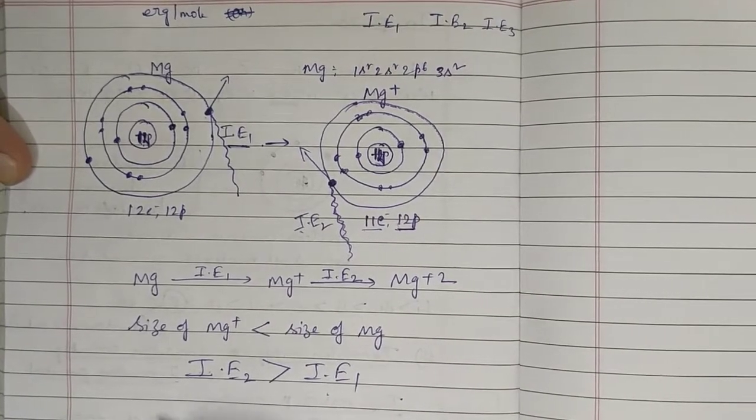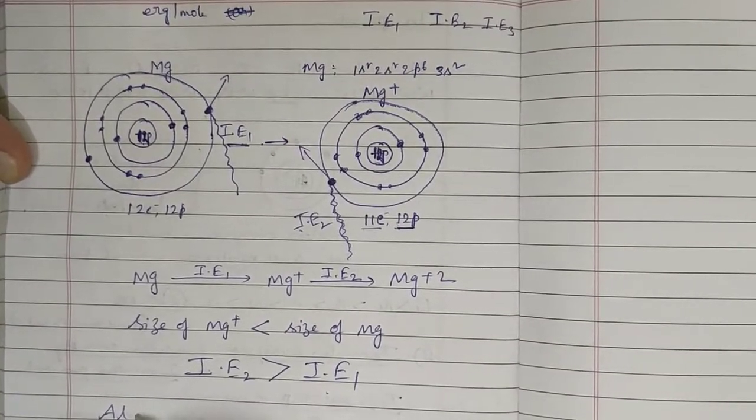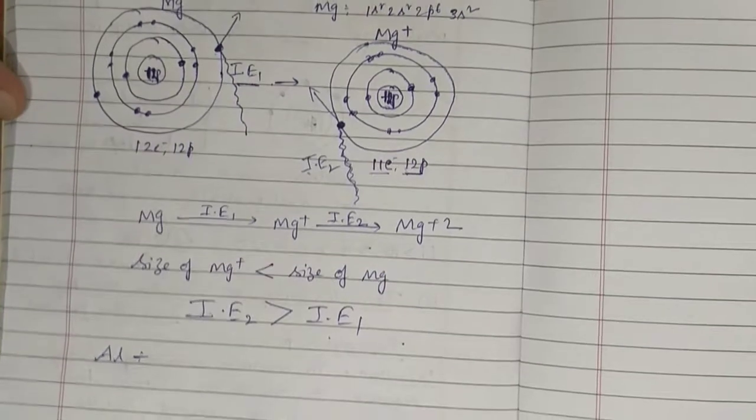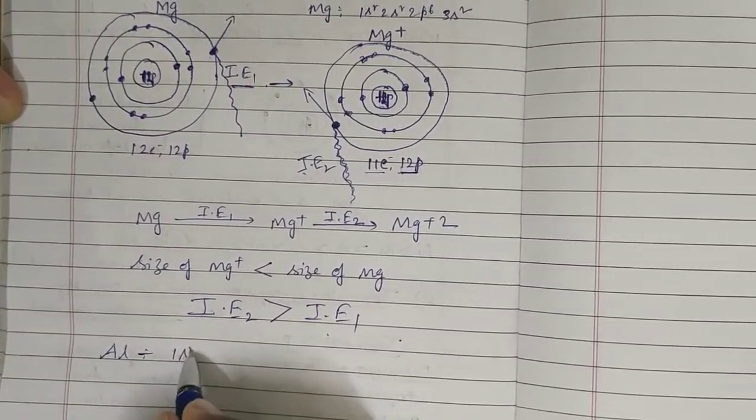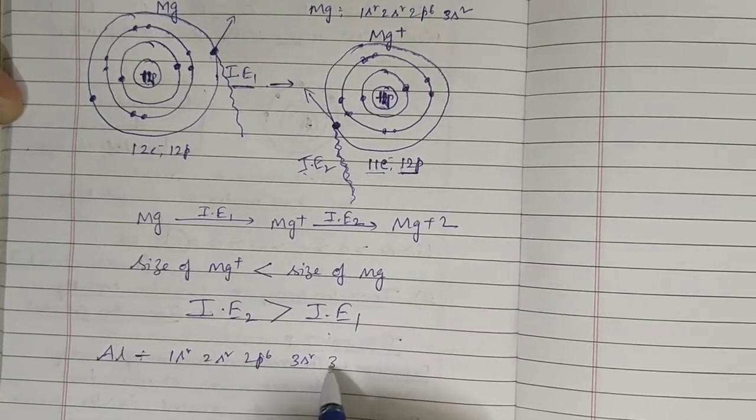I am going to write here. Before that, I hope you are clear, IE2, IE1. Now let us consider aluminium. For aluminium, outermost electrons are 3. 1s2, 2s2, 2p6, 3s2, 3p1.